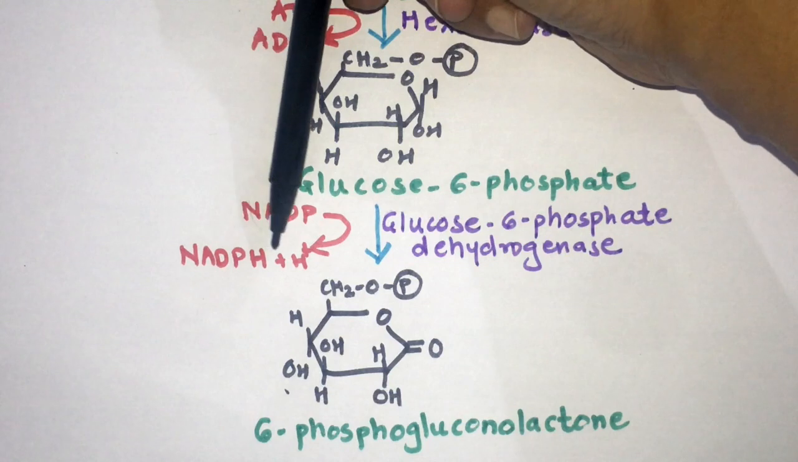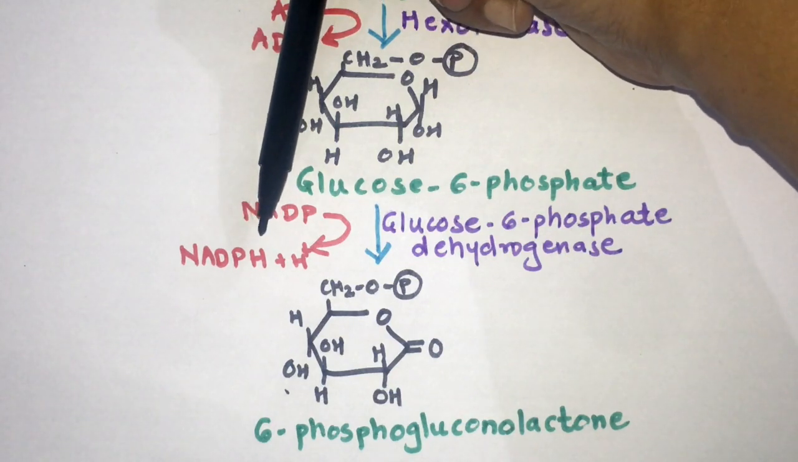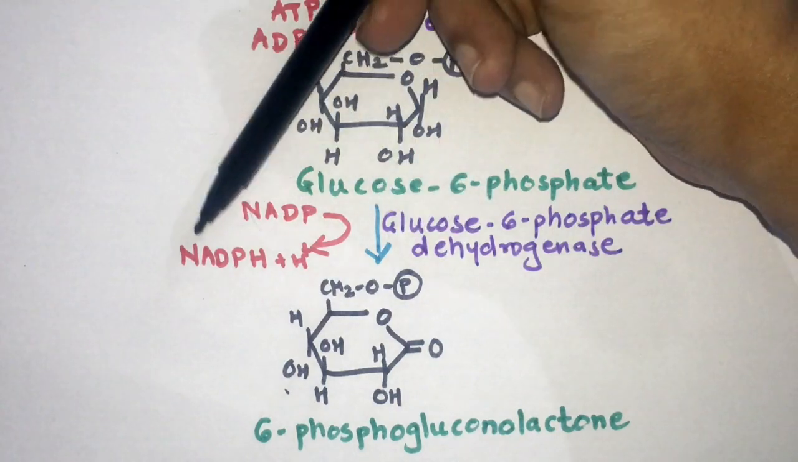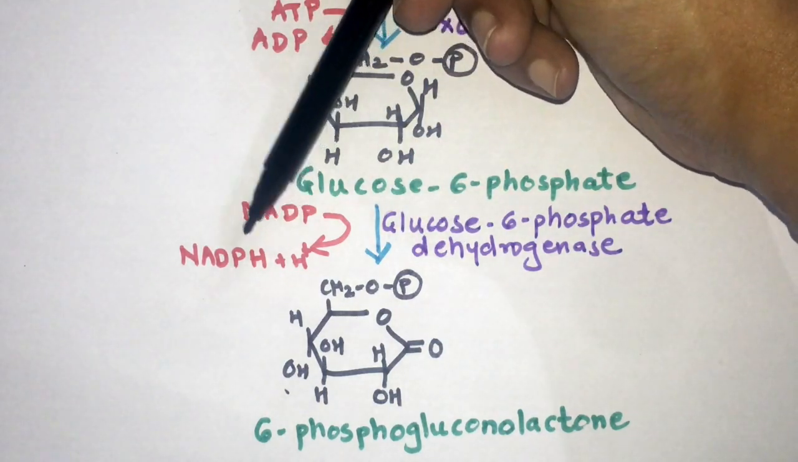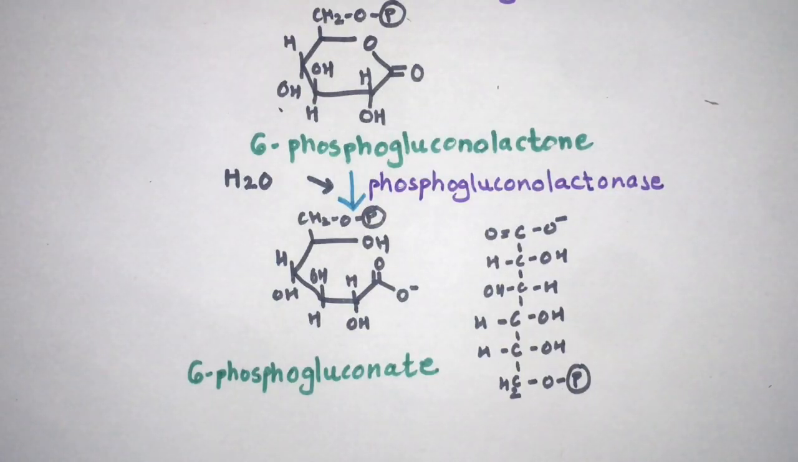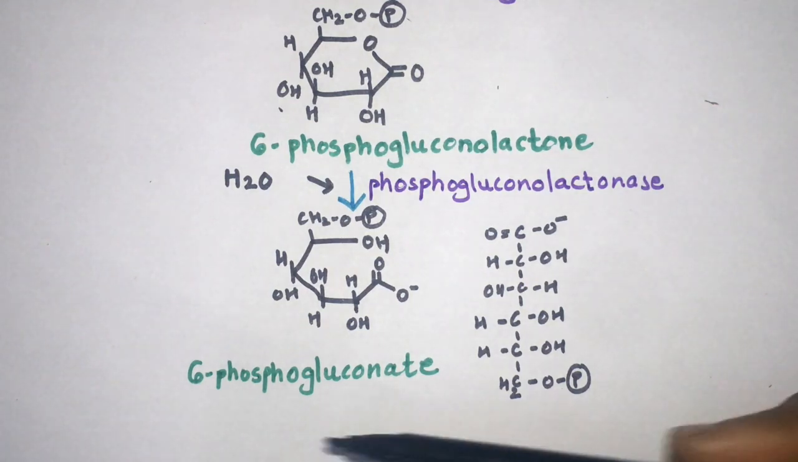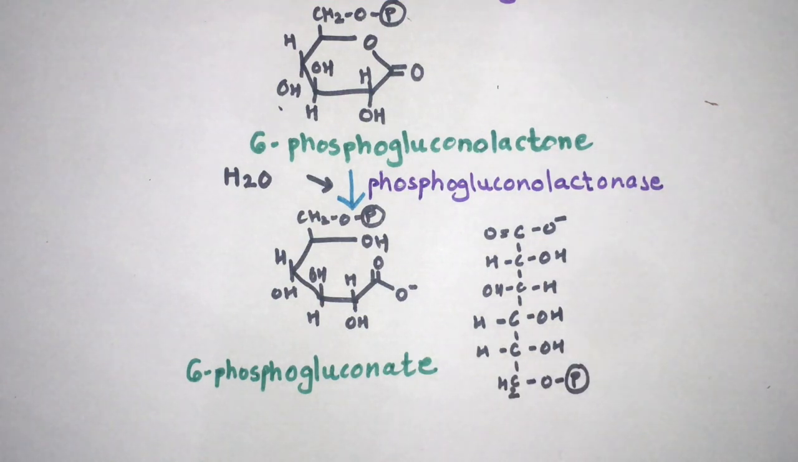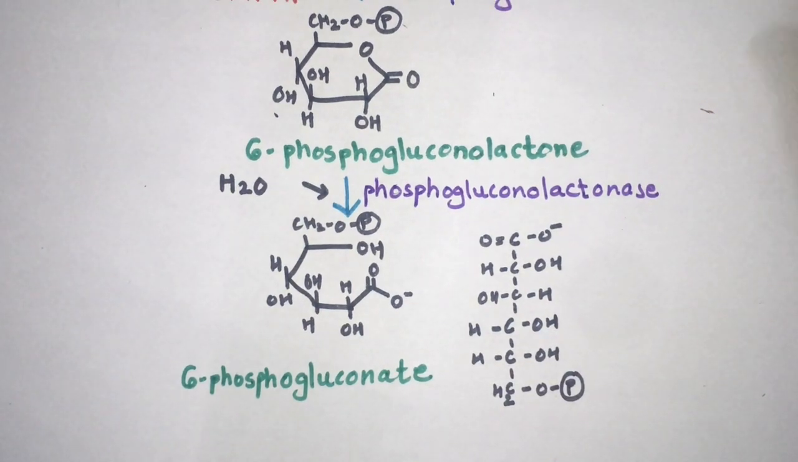Formation of NADPH does not occur in glycolysis. It occurs in the ED pathway, and this NADPH is very, very important in biosynthetic pathways. In the next step, 6-phosphogluconolactone gets converted to 6-phosphogluconate. So let us see what is happening in this reaction.